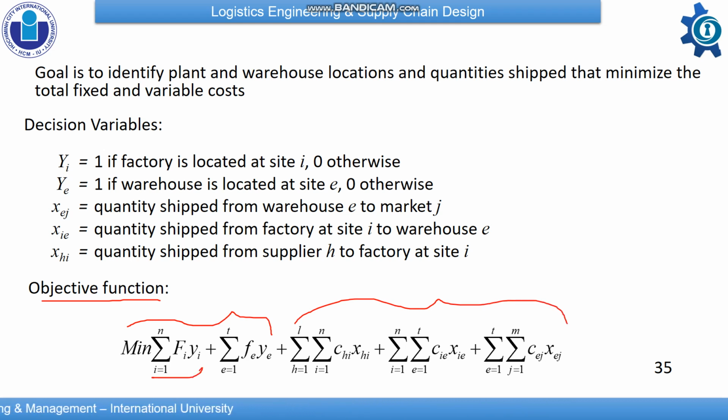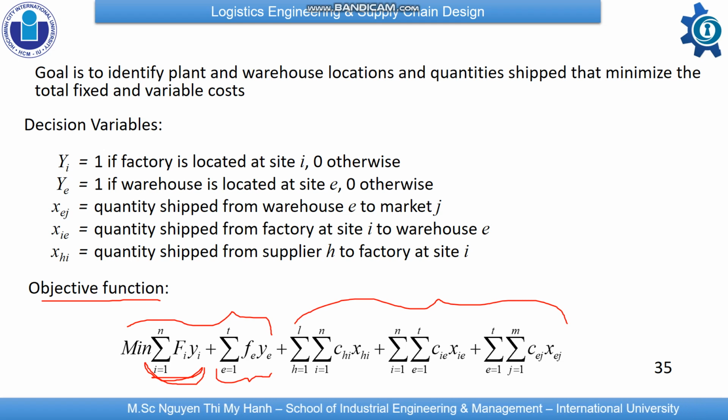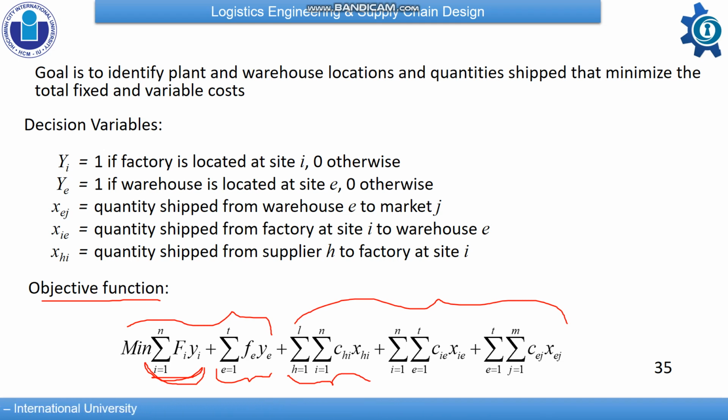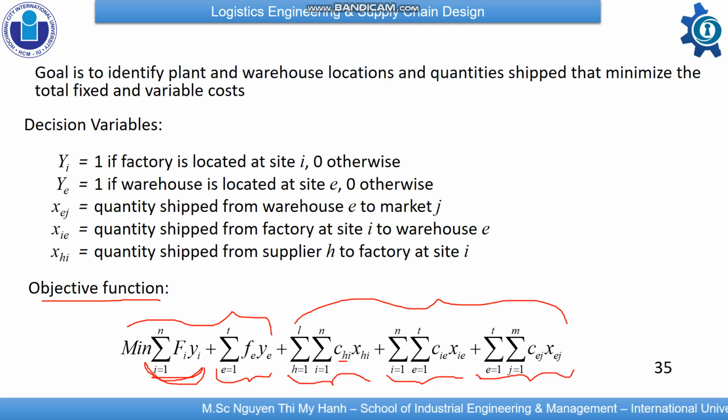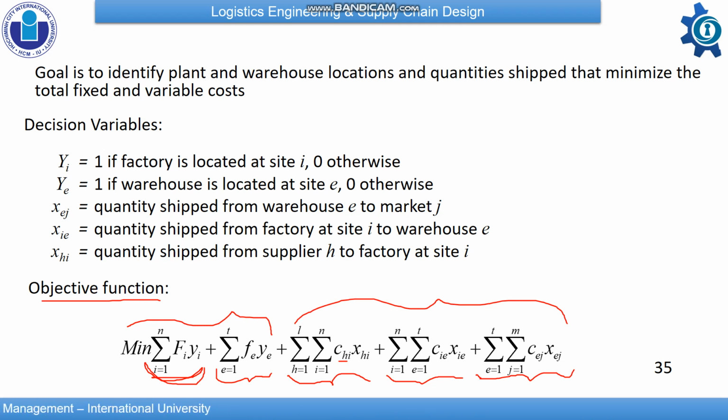So we have here, this is the fixed cost when we build the factory, and here is the fixed cost we have to pay when we build the warehouse E. And here is the production cost and the transportation cost when we deliver products from supplier H to factory I. Here is the production and transportation cost when we deliver products from the factory I to warehouse E. And here is the cost of delivering products from warehouse E to the market J. Okay, so we can construct our objective function.